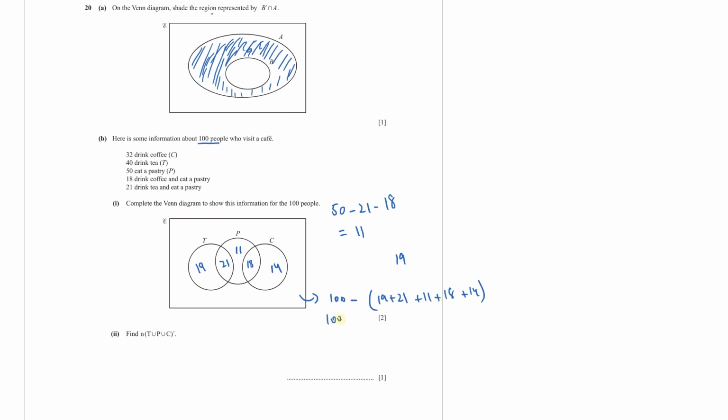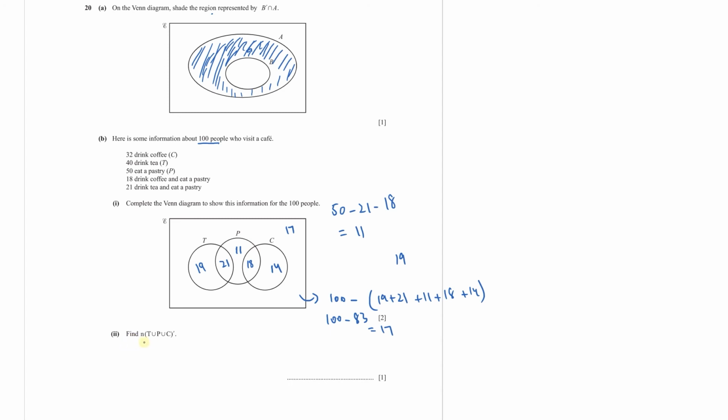So this will be 100 minus 83, which is 17. So 17 people are outside of these three sets, who do not eat pastry, nor do they drink tea, nor do they drink coffee. So this is how you will complete this Venn diagram.